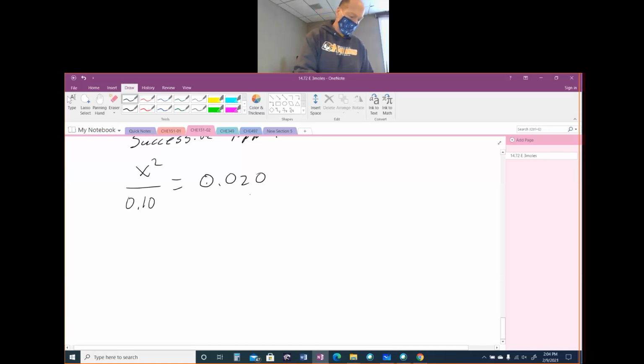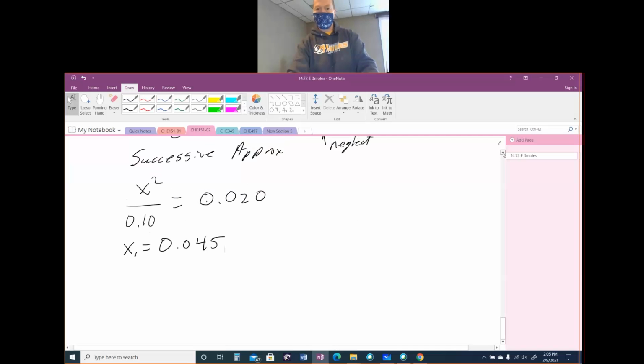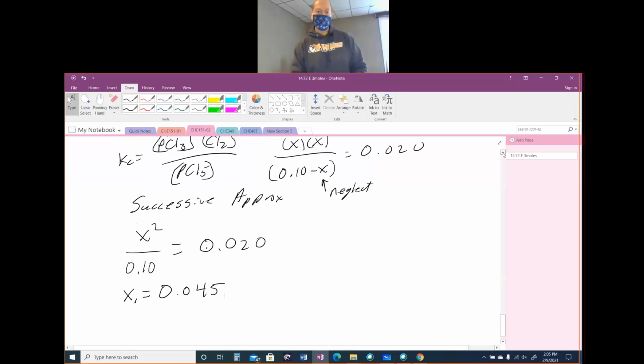So we take 0.1 times 0.02, and then you take the square root of that, and you then have an x1 value, the first approximated number, 2 sig figs, 0.045. All right, so that's as high as the number can be. Now we have to plug that in. So we neglected it right there. We have a number, and so now we have to plug it in.